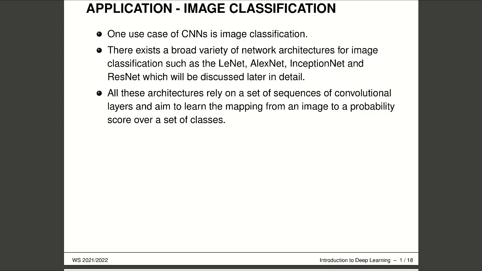In this part, we will review some supervised models, namely LeNet, AlexNet, InceptionNet, and ResNet. This architecture relies on a sequence of convolutional layers which aim to learn and map the image to a probability score over a set of classes. We will learn more detail about this network in topic 7.